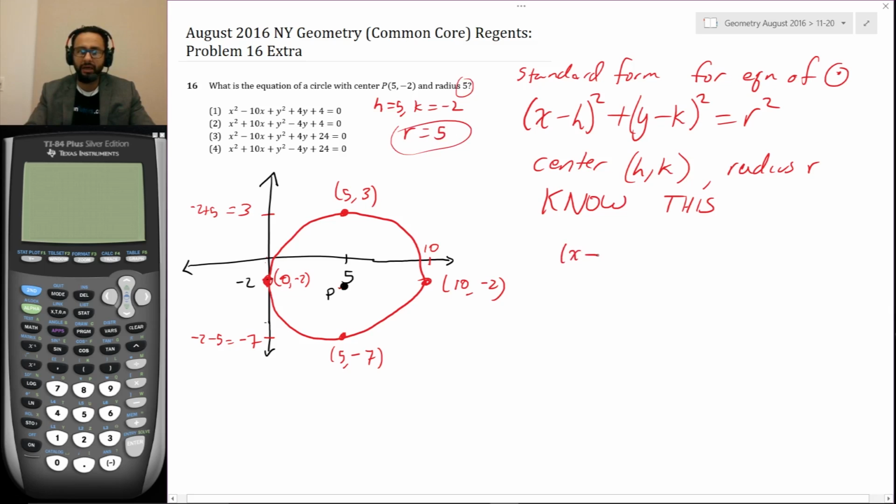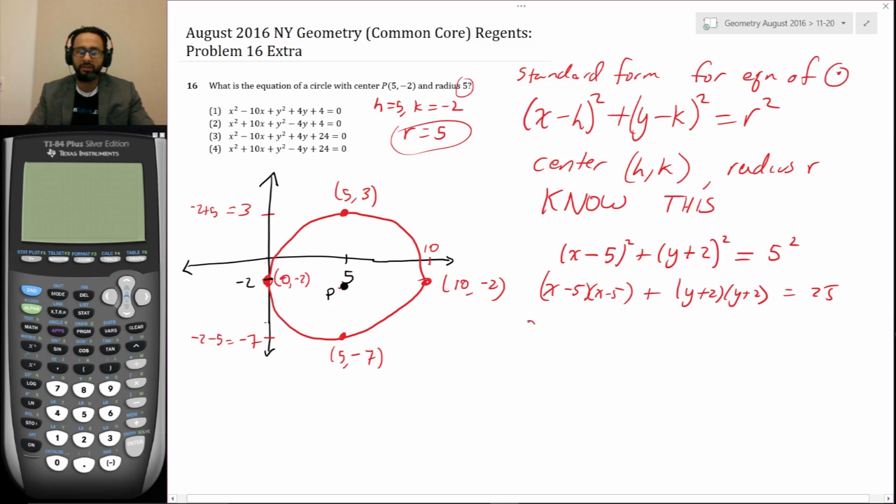So it's x minus h is x minus 5 squared plus y minus k is y plus 2 squared equals r squared is 5 squared, which is 25. And then we FOIL this out. I don't know how many students say that this is x squared minus 25 when squaring this, or x squared plus 25 when squaring this, when you should FOIL: first, outer, inner, last.